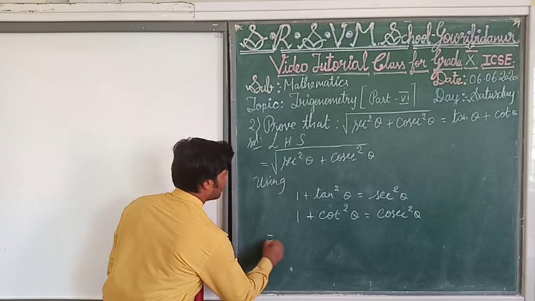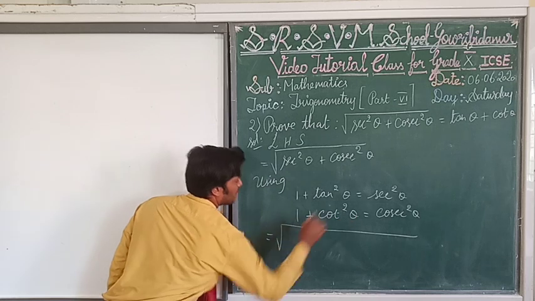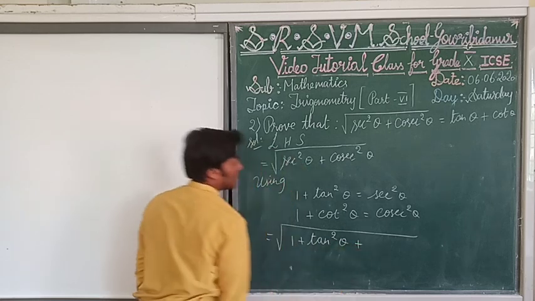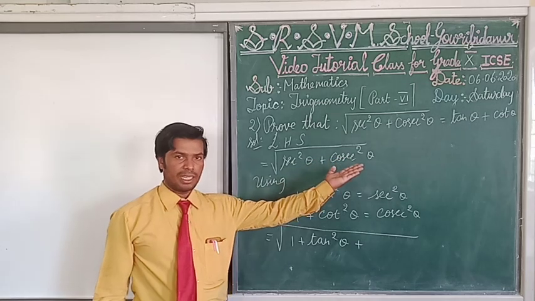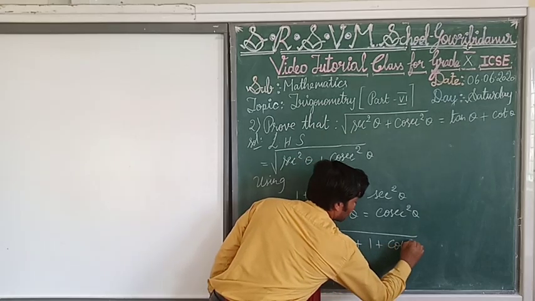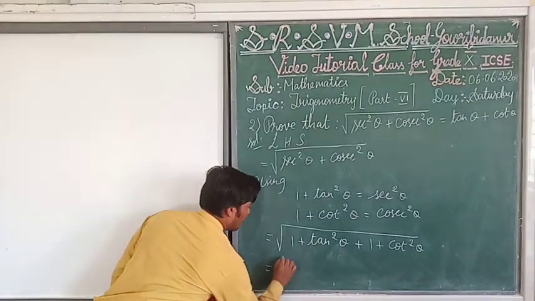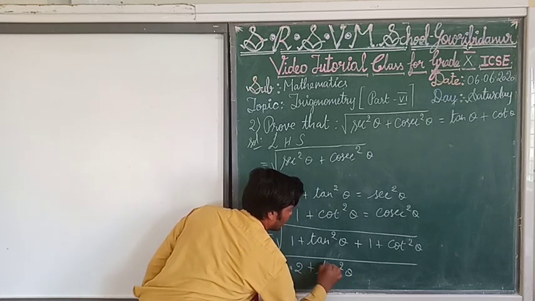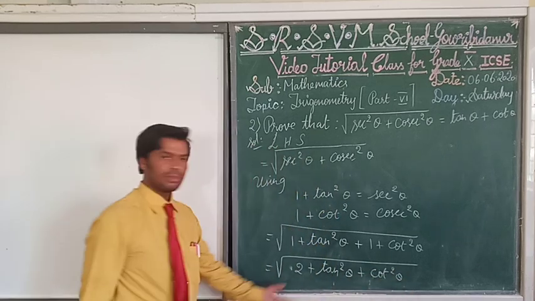So replace here. Under the square root of, instead of secant square theta I write 1 plus tan square theta, plus, instead of cosecant square theta I replace 1 plus cot square theta. Finally you add: 1 plus 1 is 2, so under the square root of 2 plus tan square theta plus cot square theta. Understand?